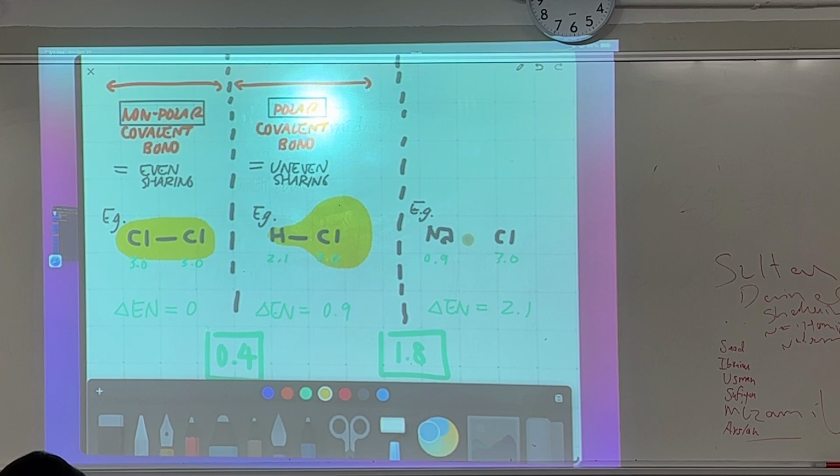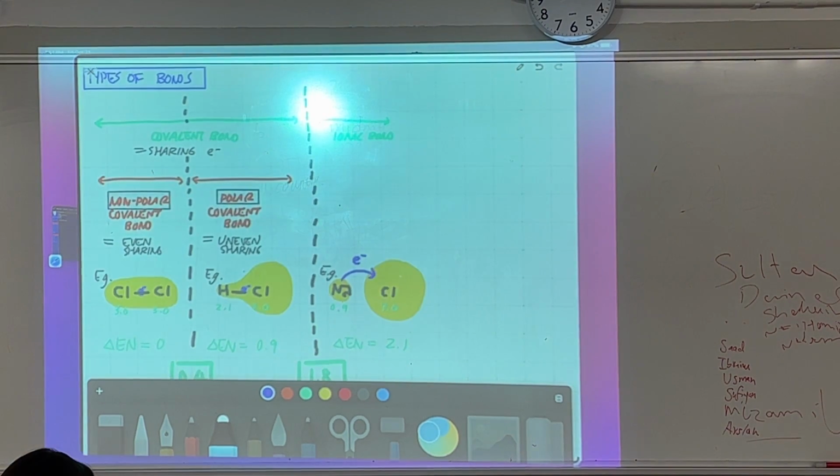Finally, you have such an extreme case that the electrons are basically transferred from Na to Cl. So you see this is still sharing. The electrons are still here. And this is also sharing, but this is even sharing, as the electrons are in the middle of the two atoms. This is uneven sharing, when the electron is closer to Cl than it is to H. And this is not sharing at all. This is the transfer of the electron.